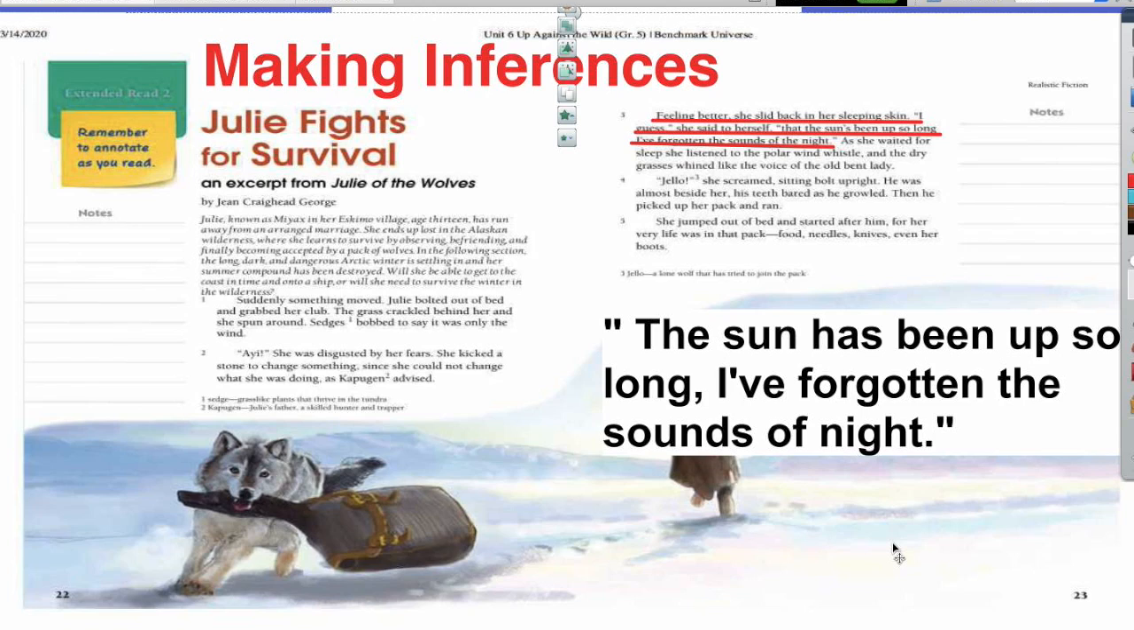So I'm inferring that she has been living in the summer and now it's starting to transition, and because she's been living in the summer she forgot what it sounds like at night, and that's where this is coming from, and now she's moving into the winter. So that makes me make an inference on the setting and the time period of the story. Maybe it's happening right around the fall time in the Arctic.